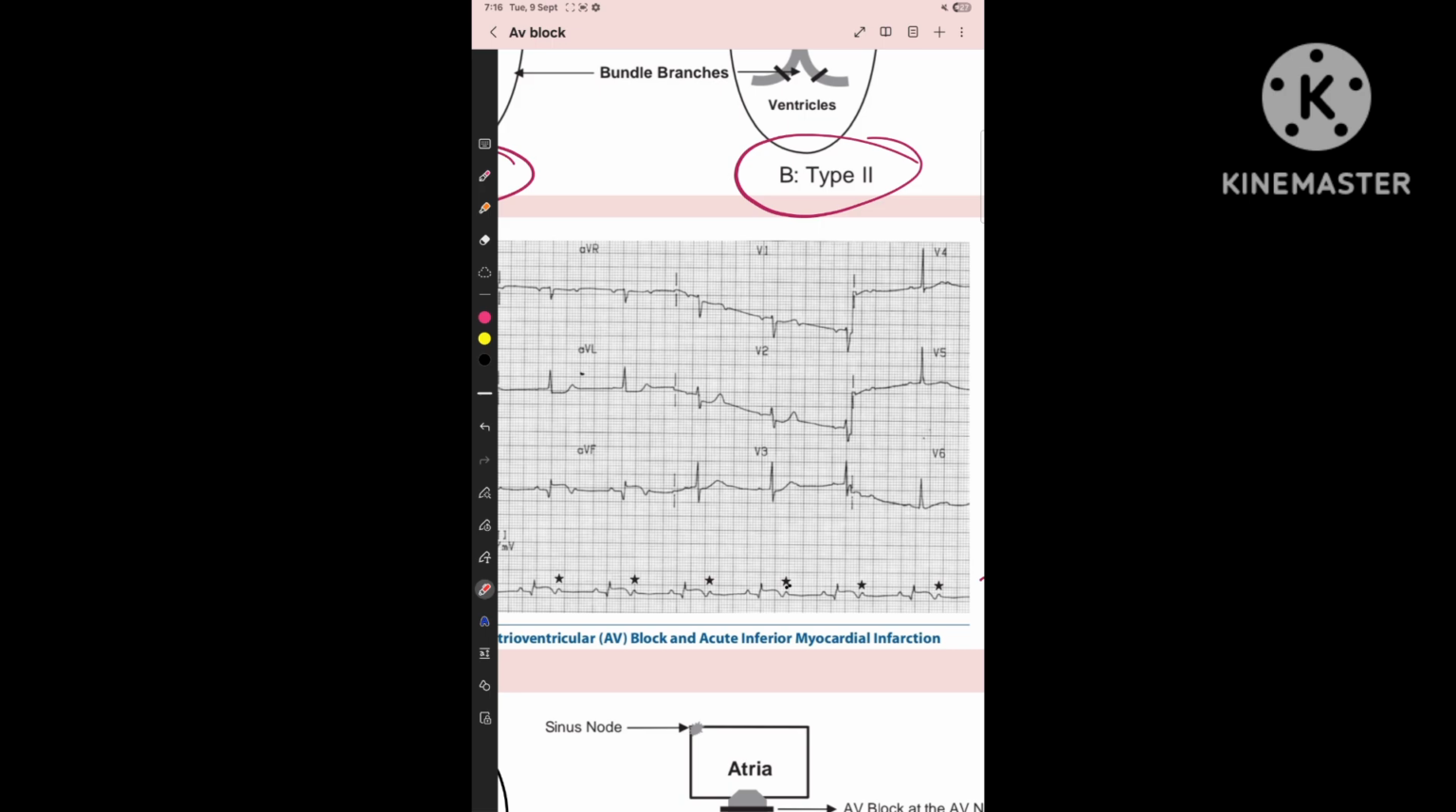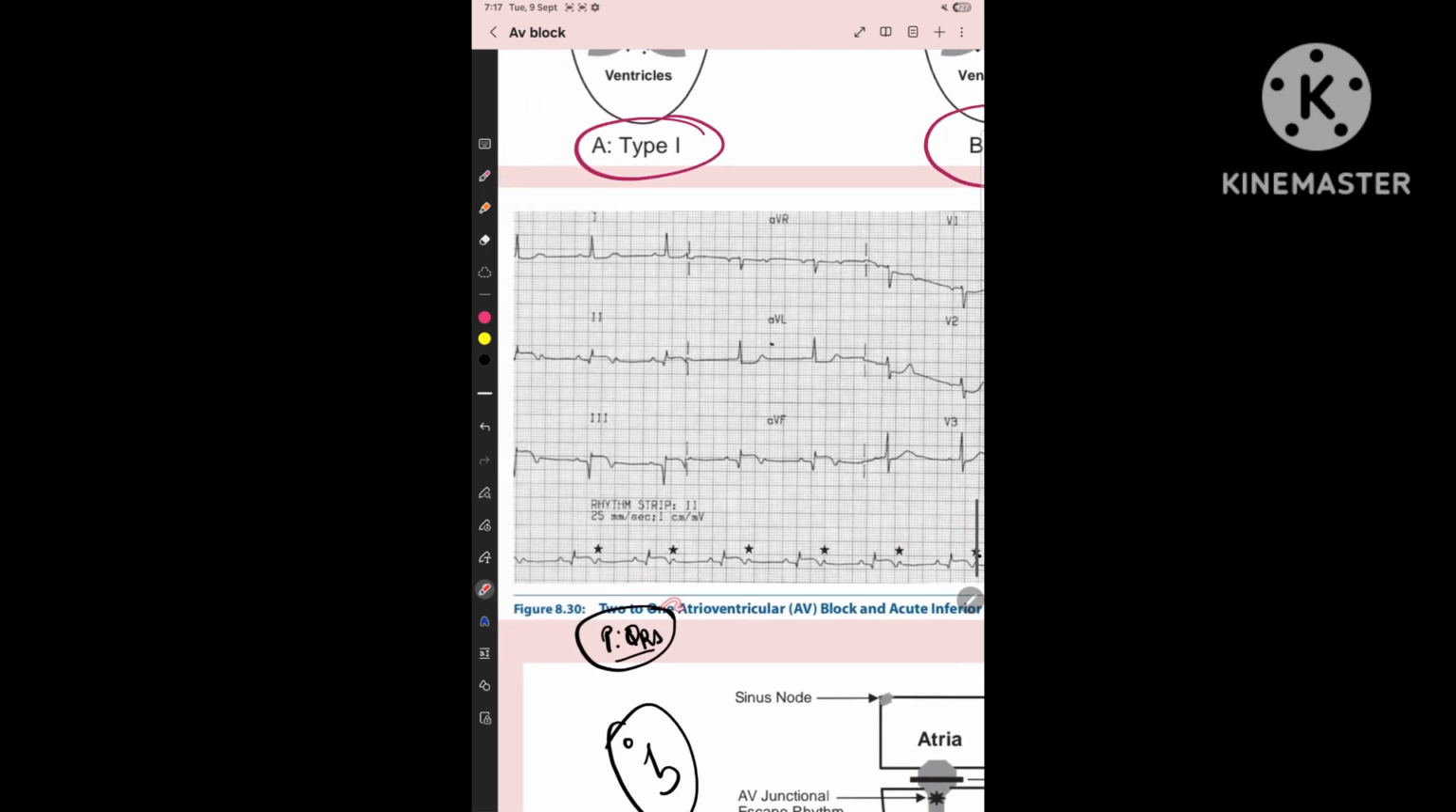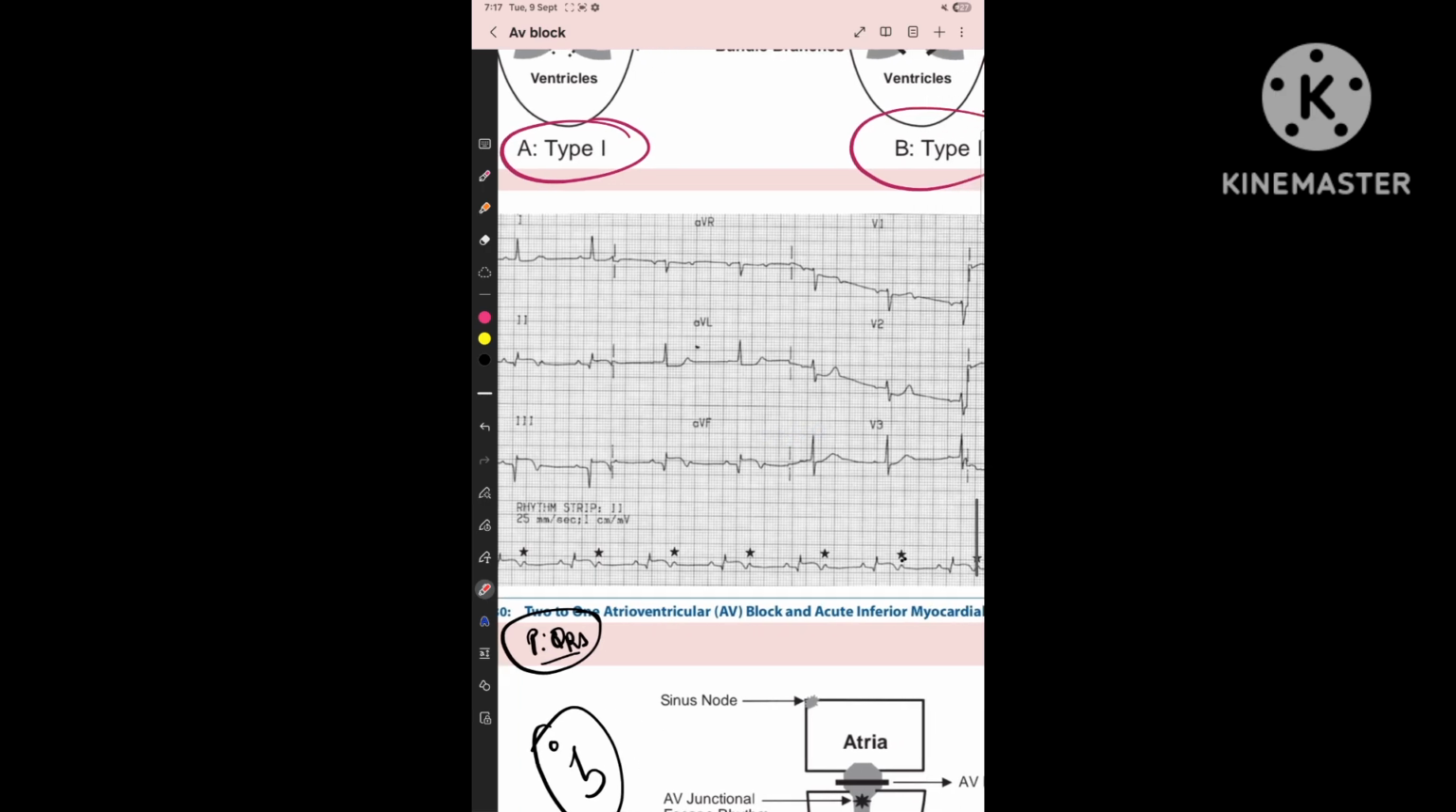This is a special type of second degree AV block known as 2:1. What do I mean by 2:1? 2 is the number of P waves and 1 is the number of QRS complexes coming. So P to QRS is 2:1. In this, I cannot say whether it is type 1 or type 2, because to call it either type 1 or type 2, I need to have 2 consecutive PR intervals so that I can match whether the PR interval is prolonging or is constant. But in this ECG, I cannot compare any 2 consecutive PR intervals. So this is a special type known as 2:1 AV block.